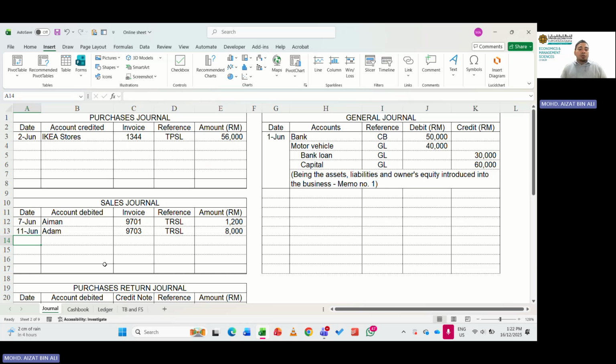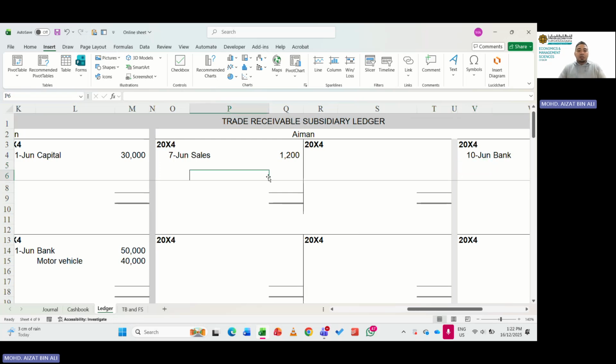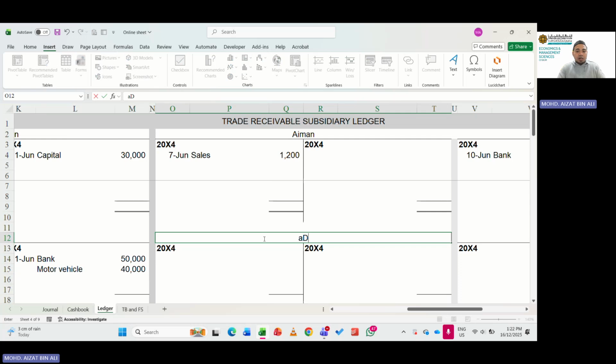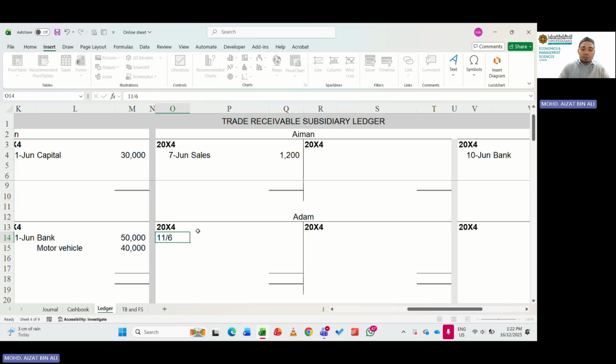Next, we're going to open Adam's account, go to the ledger, the trade receivable subsidiary ledger. So now let's open Adam's account. Adam, debit side. What's the date there? 11 June. Sales, and the amount is 8,000 ringgit. All right.